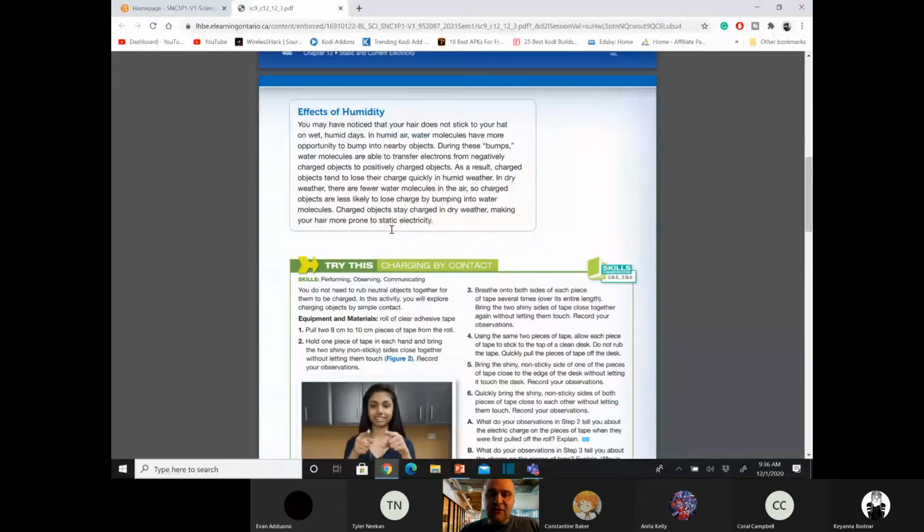Effects of humidity. You may have noticed that your hair does not stick to your hat on wet, humid days. In humid air, water molecules have more opportunity to bump into nearby objects. During these bumps, water molecules are able to transfer electrons from negatively charged objects to positively charged objects. As a result, charged objects tend to lose their charge quickly in humid air. In dry weather, there are fewer water molecules in the air, so charged objects are less likely to lose charge by bumping into water molecules. Charged objects stay charged in dry weather, making your hair prone to electricity.